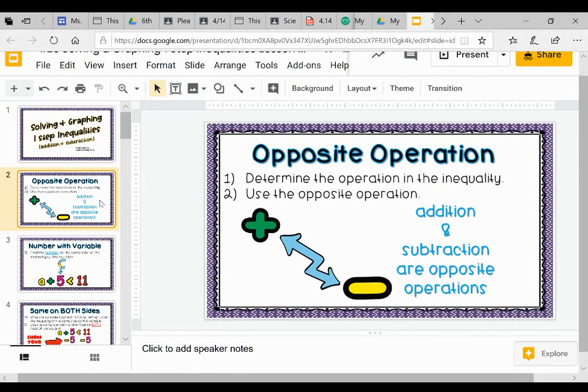Alright, today opposite operation is very important, so you're going to determine the operation in the inequality. So then you're going to use the opposite operation to help solve your inequality. So if it's addition, you're going to use subtraction, and if it's subtraction, you're going to use addition.